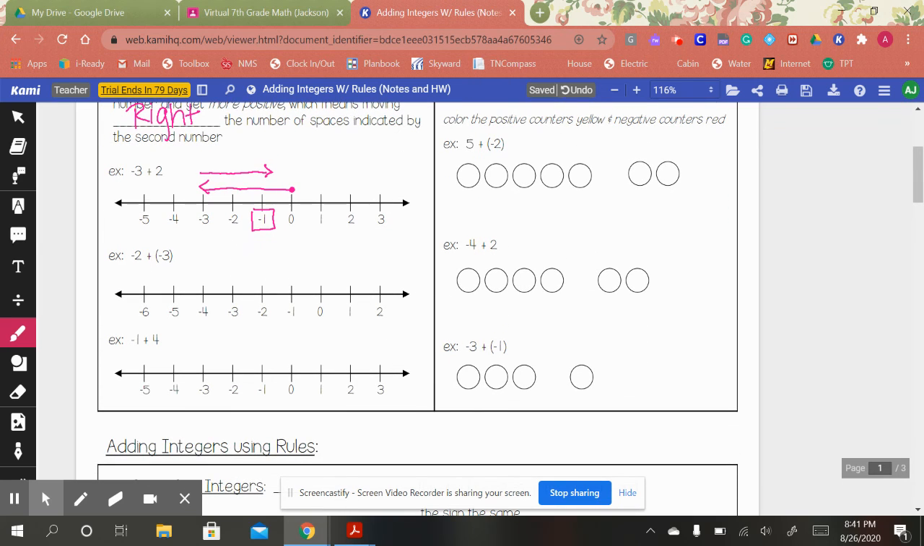Second example is -2 plus -3. We are adding 2 negatives together, which means that our answer will in fact be negative because we are never crossing 0 to get to the positive side. Draw your first arrow to -2. And then you're going to draw your second arrow 3 more spaces, and you are going to end up at -5.